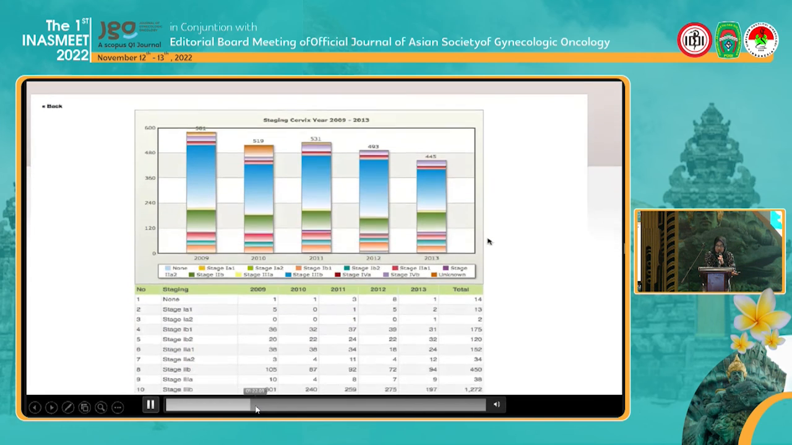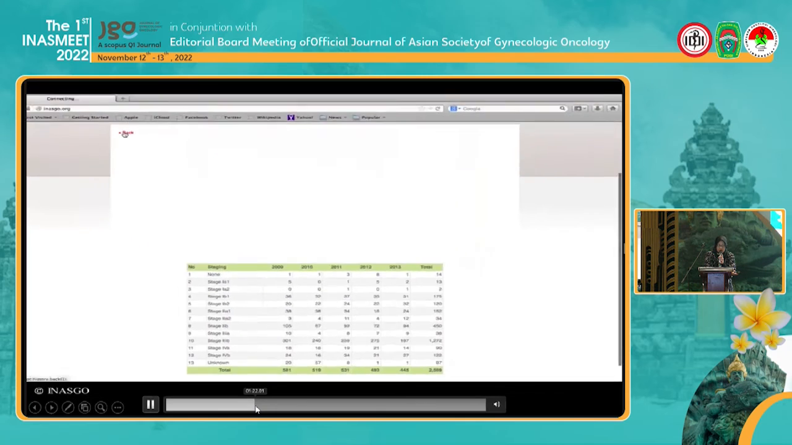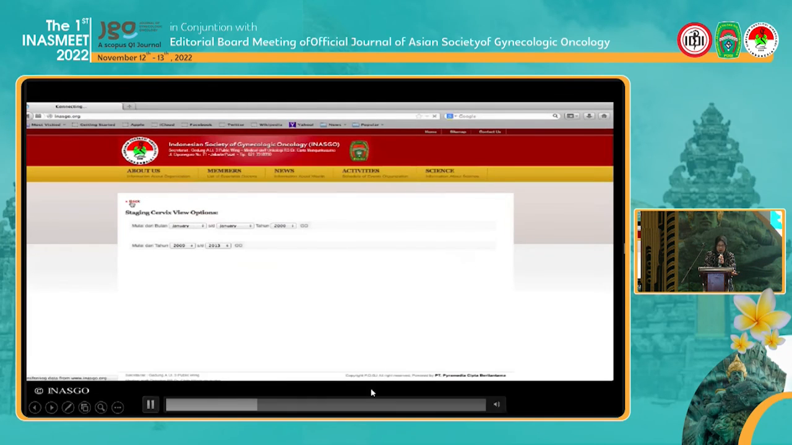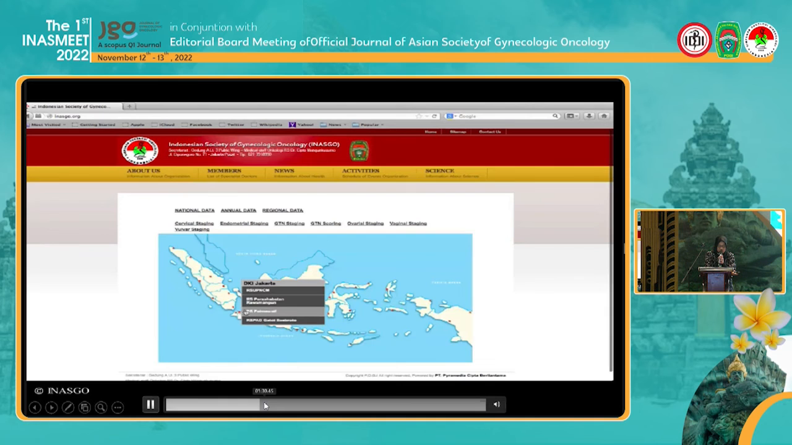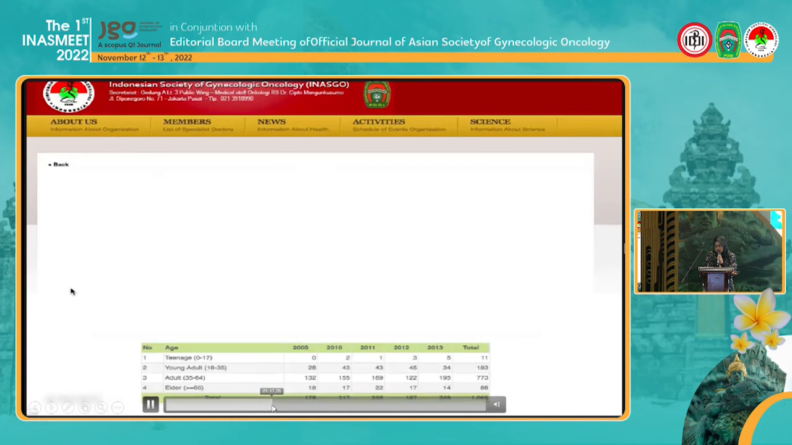Maybe you are amazed, from the Korean and Japanese group, how come preventable diseases are in the first rank and mostly come in the advanced stage? The answer is because the screening coverage is still low, of course. And you can make it fast.